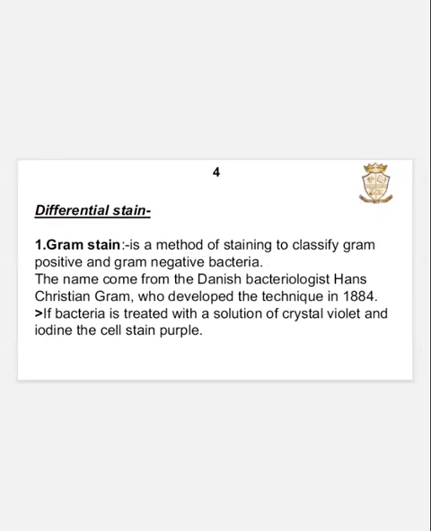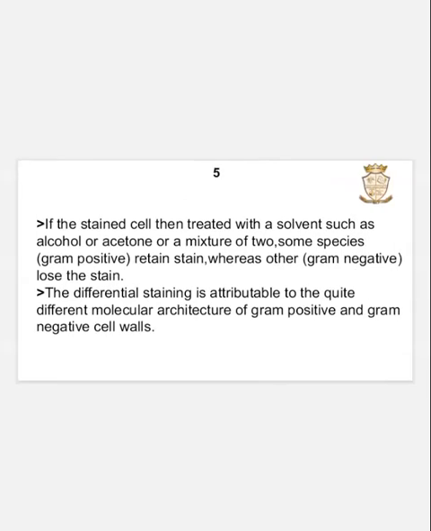Here, gram stain is a method of staining that classifies bacteria as gram-positive and gram-negative. The name comes from the Danish bacteriologist Hans Christian Gram, who developed this technique in 1884. If bacteria are treated with crystal violet and iodine, the cells stain purple. The stained cells are then treated with a solvent such as alcohol or acetone, or a mixture of these two. Some species, the gram-positive, retain the stain, whereas the others, the gram-negative, lose the stain. The differential staining is attributable to the quite different molecular architecture of gram-positive and gram-negative cell walls.